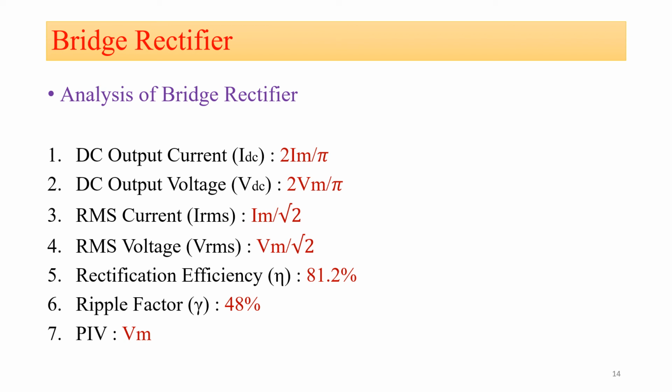Because the other parameters are the same as those of the full wave rectifier with center tap type of transformer. But one disadvantage of the full wave rectifier with center tap transformer is its high PIV, which is twice Vm, and that disadvantage is overcome in our bridge rectifier, where the peak inverse voltage is only Vm.